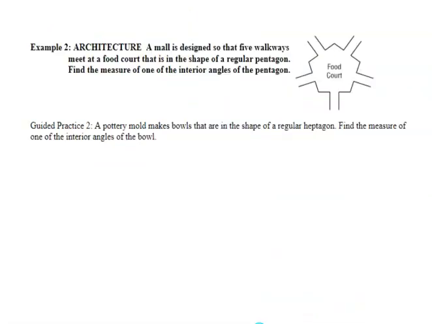All right, moving right along to example 2. So a mall is designed that 5 walkways meet at a food court that is the shape of a pentagon. Okay? A pentagon. Find the measure of one of the interior angles. Well, pentagon, 1, 2, 3, 4, and 5. A pentagon has 5 sides. Okay? And we want to figure out the measure of one of the interior angles.